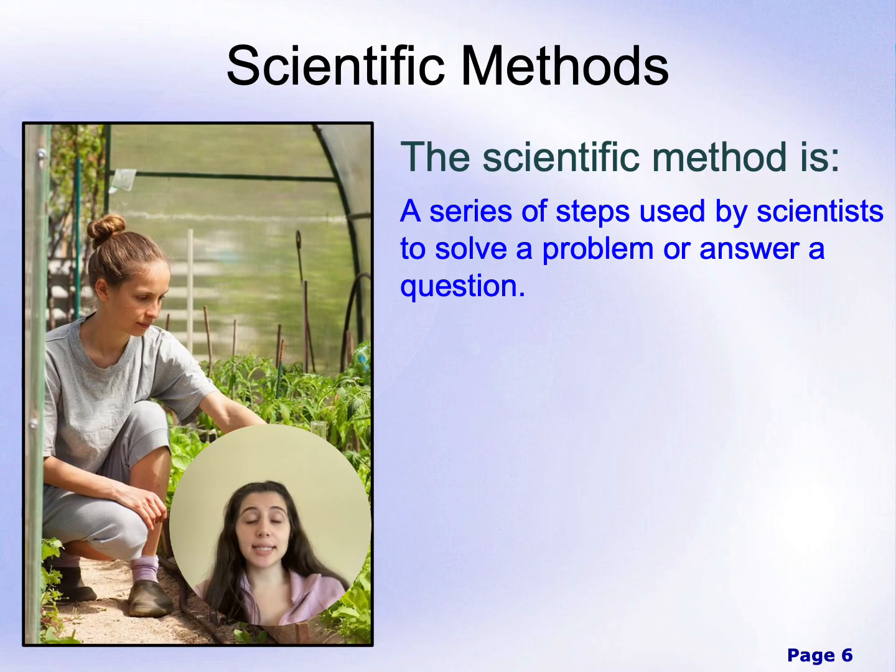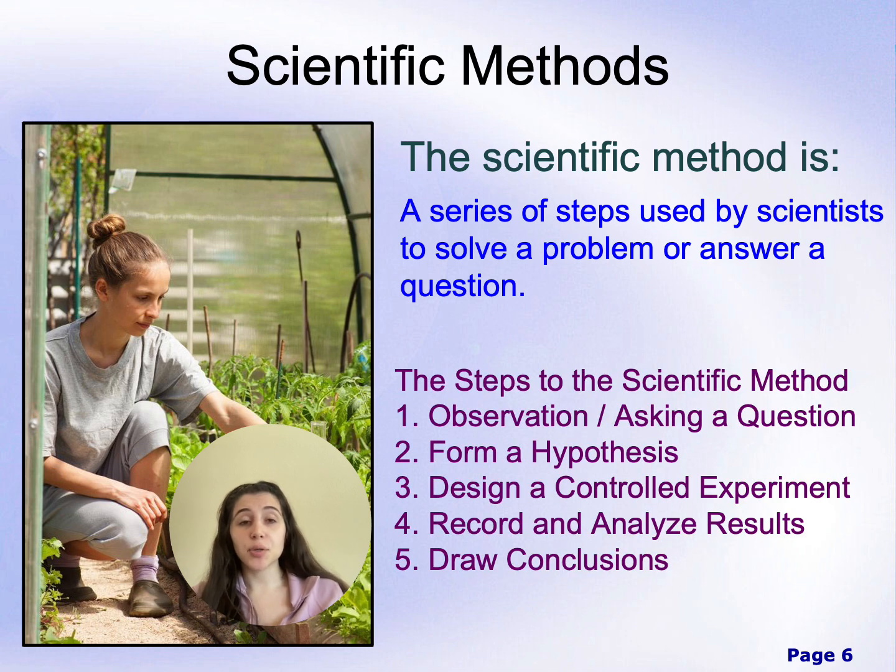So how do scientists test a hypothesis? They follow a process called the scientific method. It's a series of steps designed to solve problems or answer questions logically. Let's go through these steps.